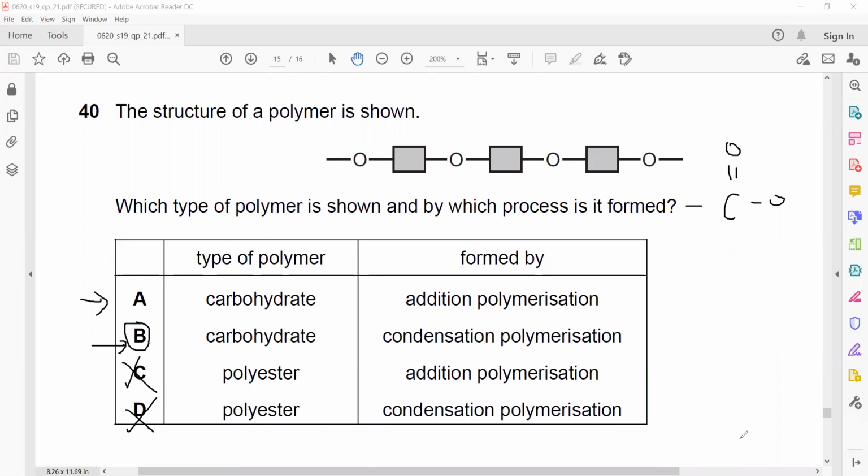Addition polymer is when a monomer is an alkene, a monomer having a double bond. This is a structure of glucose. Is it clear, the discussion?